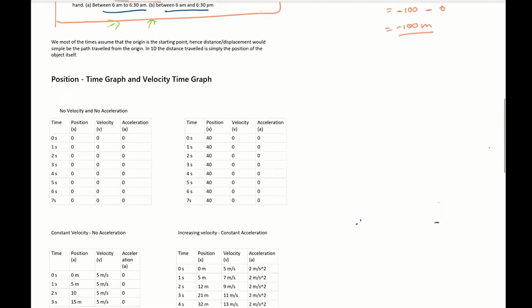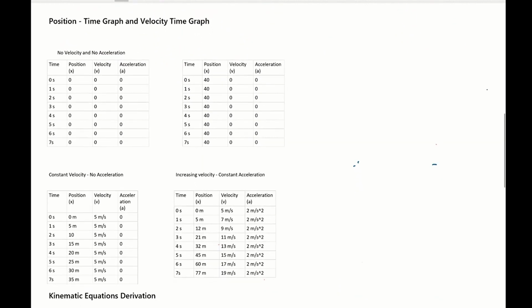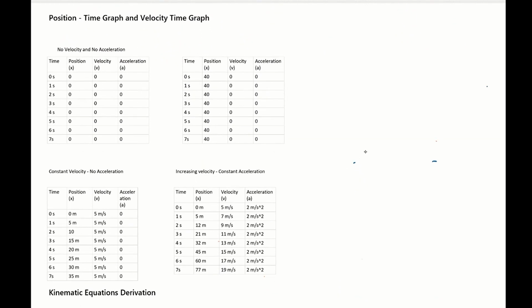All right. So let us try to understand position time graphs and visualize how different variables change with regards to time. Let us look at position time and velocity time graphs. Let's look at the first scenario, which is an object that has no velocity and has no acceleration.